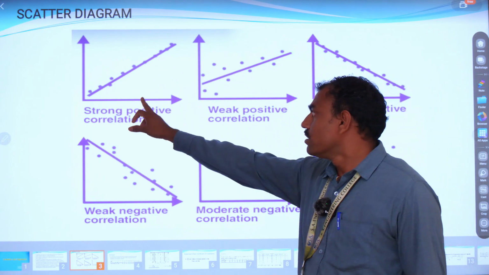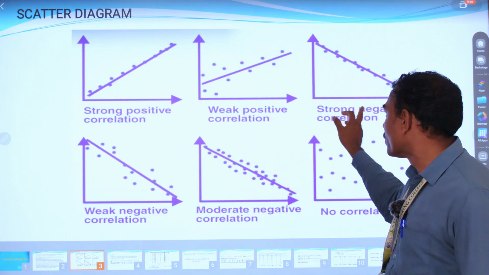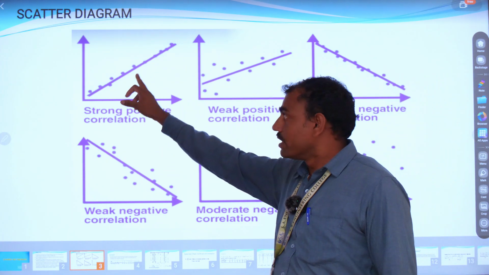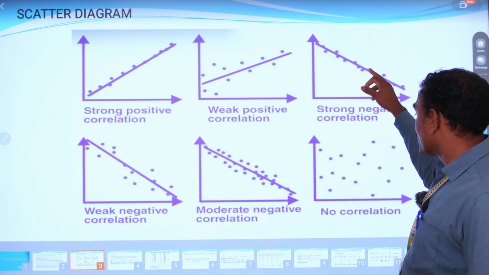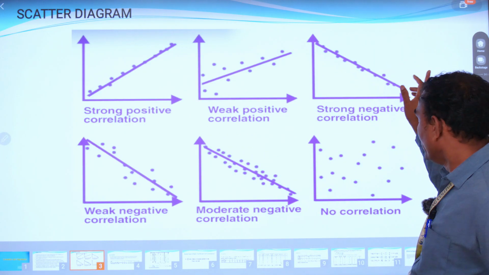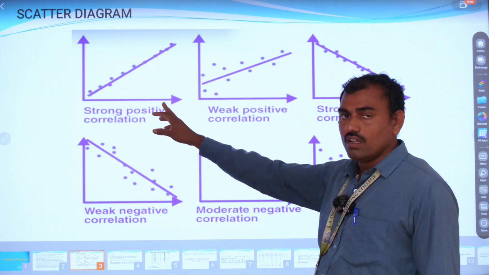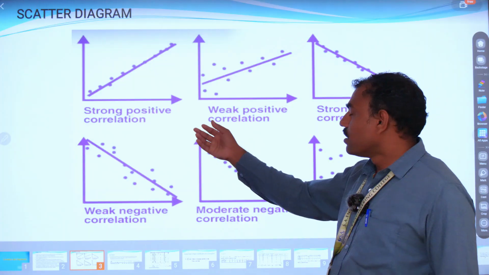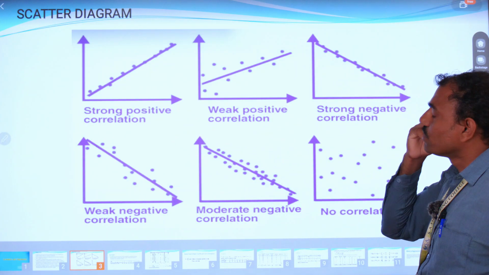The first one is the positive correlation, and the third one is the strong negative correlation. Here both x and y increase. Here x increases, then y decreases. So this is the negative correlation, and this is the strong positive correlation. Now some examples of strong positive correlation.